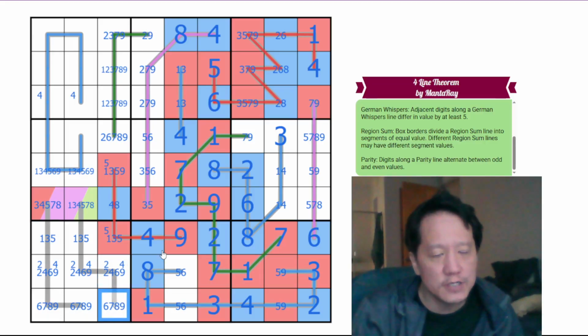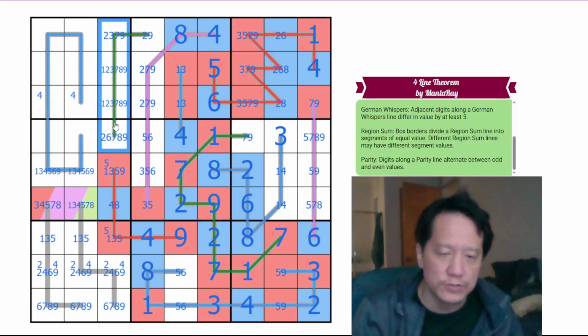We have a high digit here guaranteed. We don't know about these. We have 2 highs and 2 lows here.